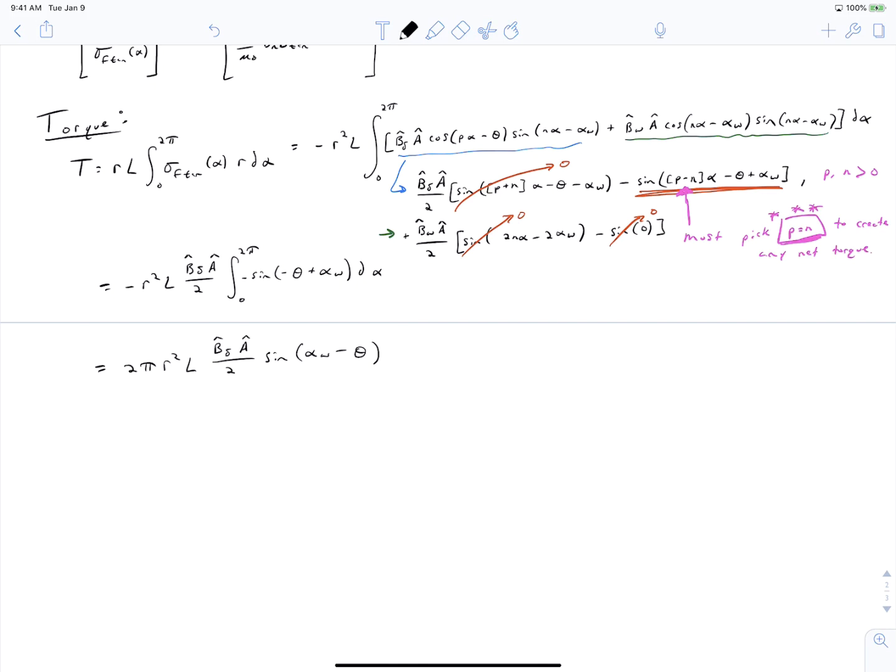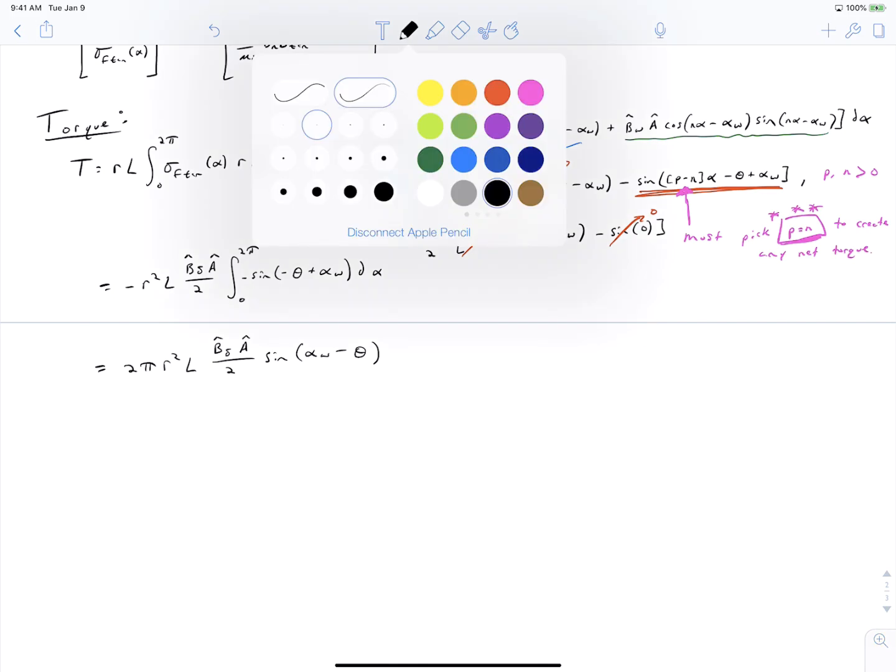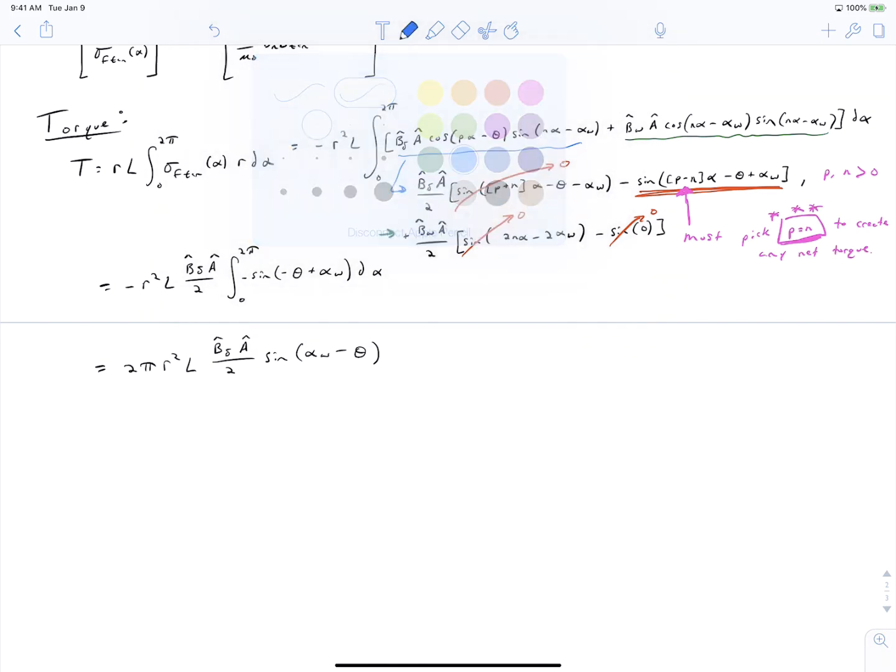And so we have this expression for torque that is equal to 2 pi r squared times the axial length. And remember that r is our rotor diameter, which means that this whole expression right here is actually an expression for the volume of our rotor.